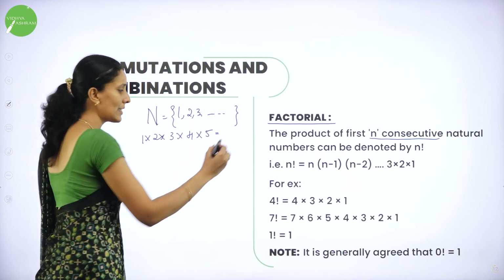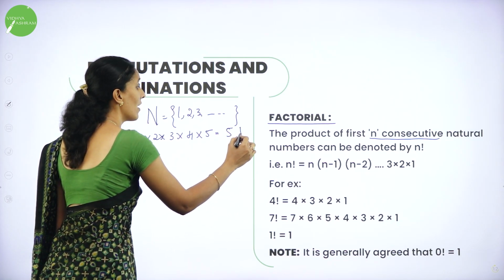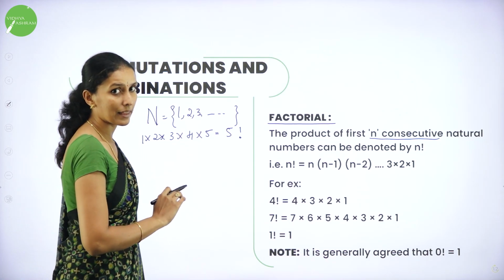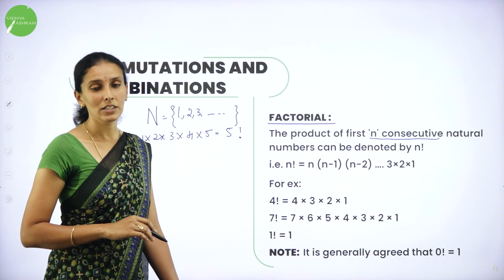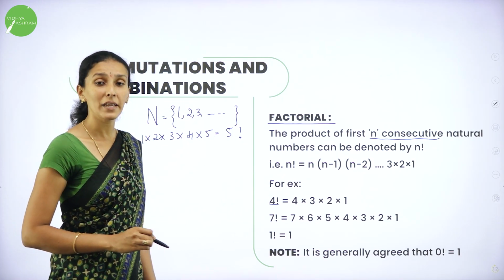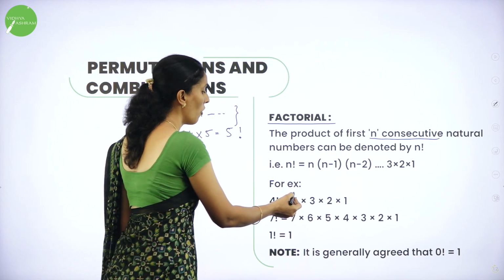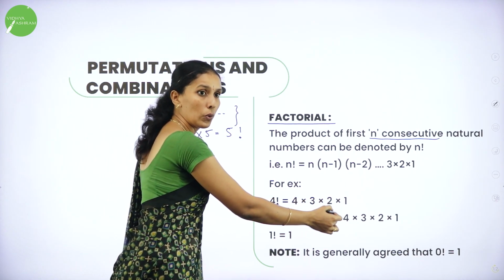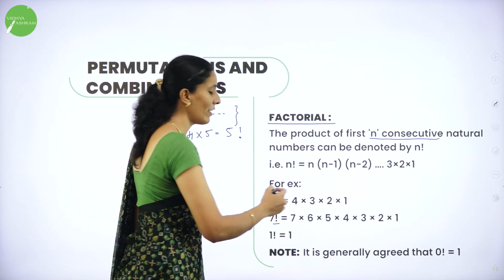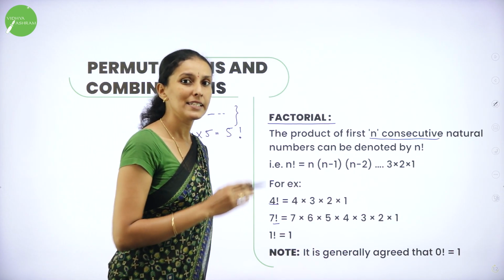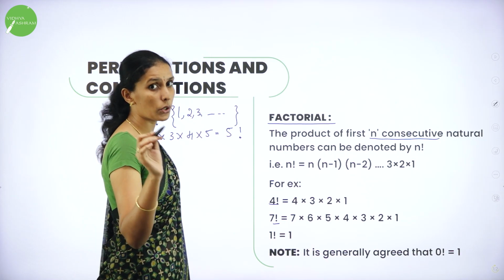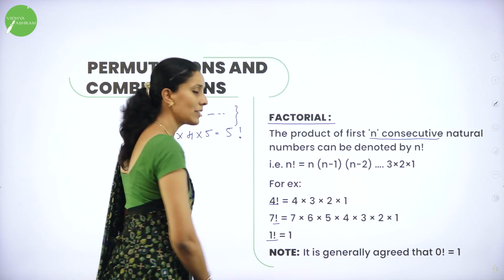So how can I write this? This I can write in the form of 5 factorial. This is how I write factorial. So factorial is nothing but the product of the first n consecutive natural numbers. Suppose I write 4 factorial. What does it mean? 4 factorial is nothing but 4 into 3 into 2 into 1. You have to multiply those. Similarly, 7 factorial is 7 into 6 into 5 into 4 into 3 into 2 into 1. And 1 factorial is 1.